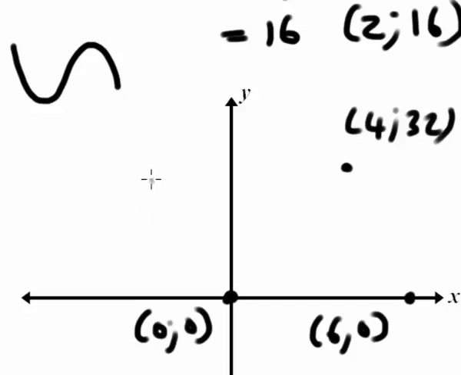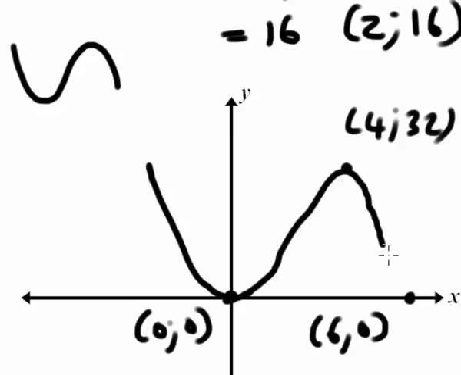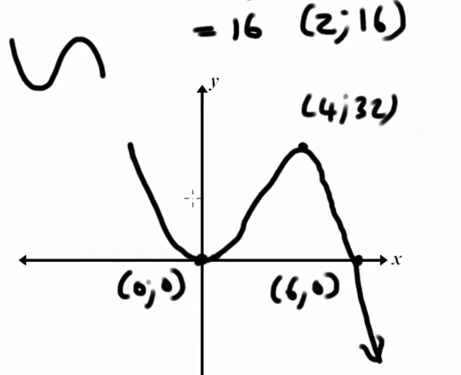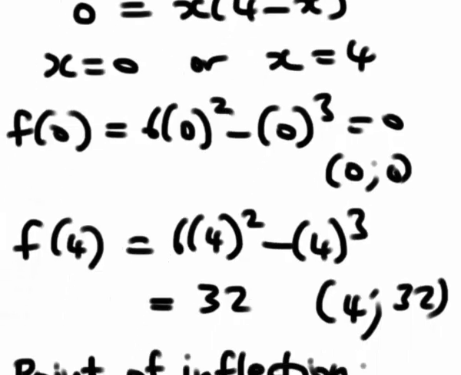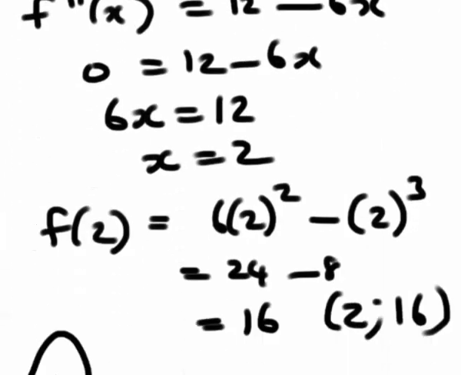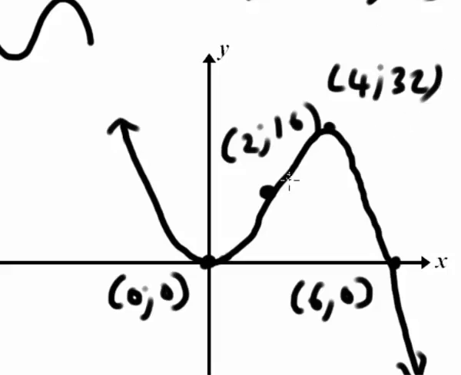So what's going to happen? The graph comes down, goes up there, and it's going to change its shape, turns, and comes all the way down. There we go. And your point of inflection would be there at (2, 16). Okay, so the x-intercepts, let's check them. 0 and 6. There we go. X-intercepts are fine. Y-intercept is at 0. Okay, your turning points would be at (0, 0) and (4, 32). And your point of inflection is at (2, 16). And there we've got our cubic graph.